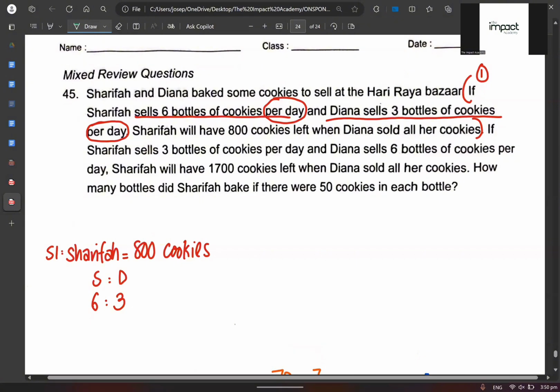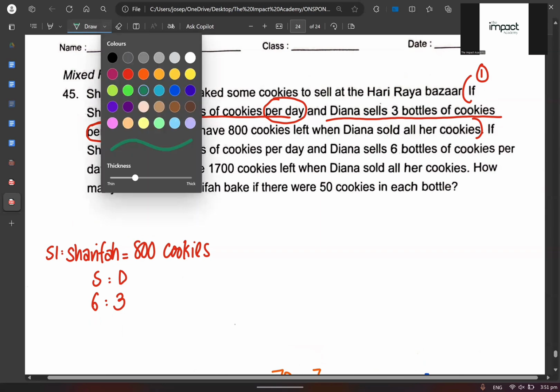Okay. You can simplify this. When you simplify, you get 3, 6, right? So it's 2 is to 1. And you can simplify this to get 2 is to 1.